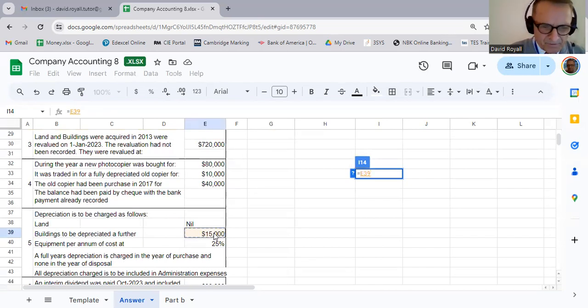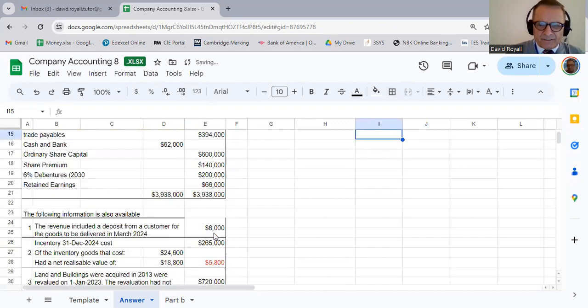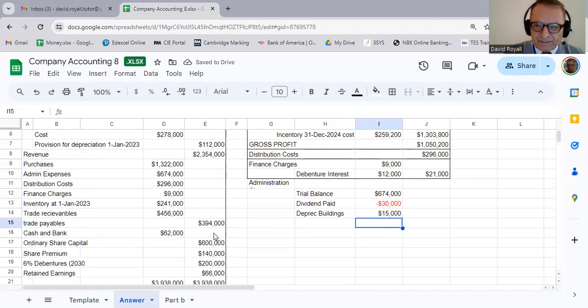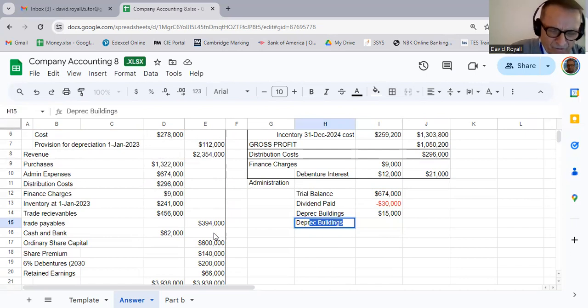Okay, notice I'm pulling these figures across again. I keep making this point, but you can go in and play around with the figures to see how it affects the overall shape of things here. So right, now for the depreciation on equipment.